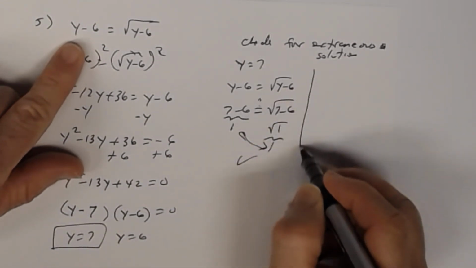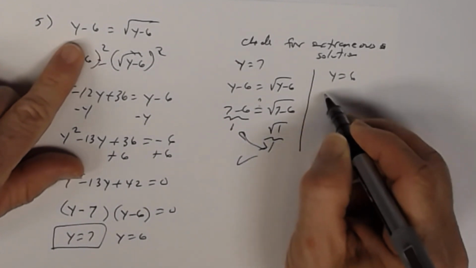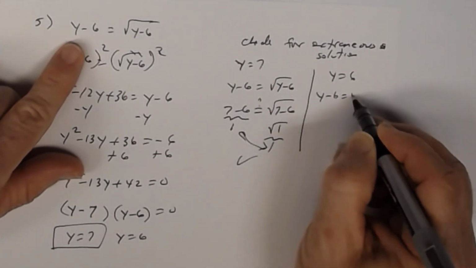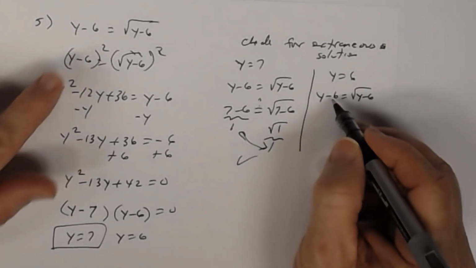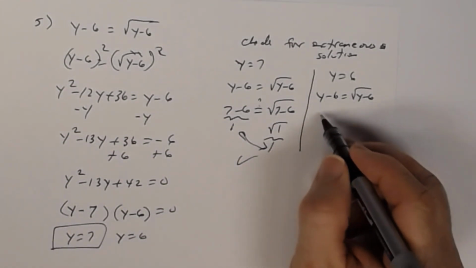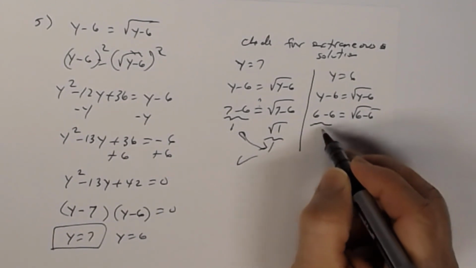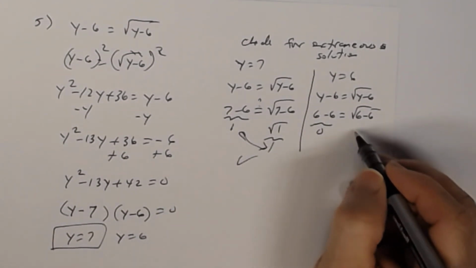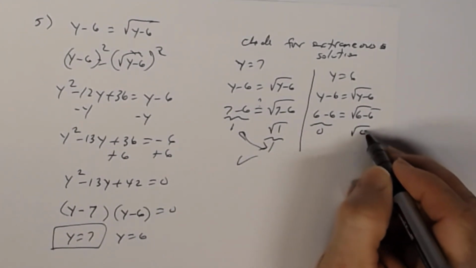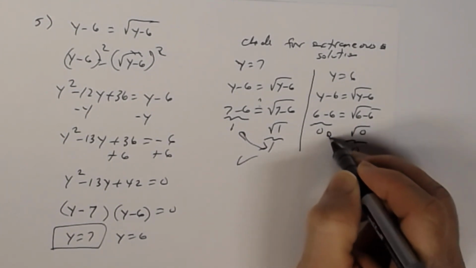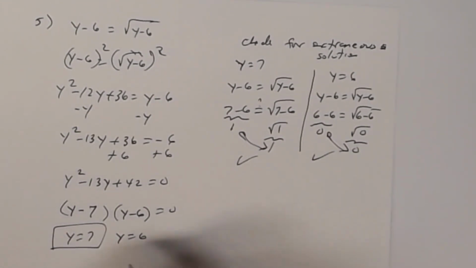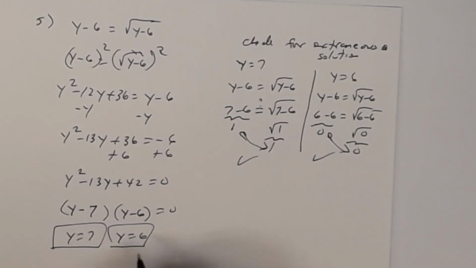Then we do the same thing with y equals 6. We check. So I have y minus 6 equal the square root of y minus 6. So in place of y, I substitute 6. So 6 minus 6 equal the square root of 6 minus 6. Well, 6 minus 6 is 0. 6 minus 6 here is 0. So the radicand is 0. So this becomes the square root of 0, and the square root of 0 is 0, and those are equal. So y equals 6 is a solution. So both of them work.